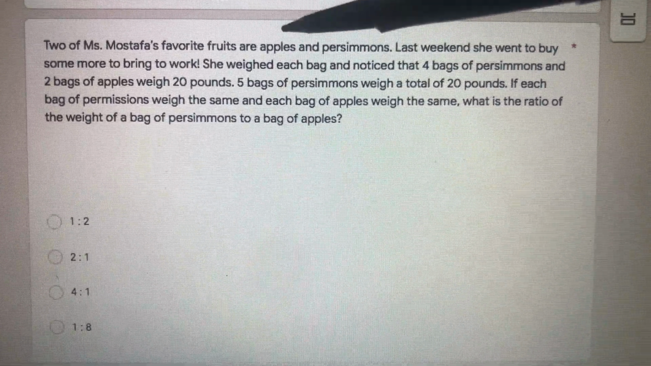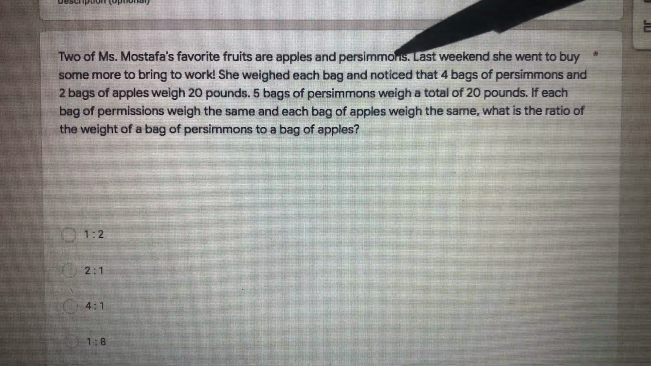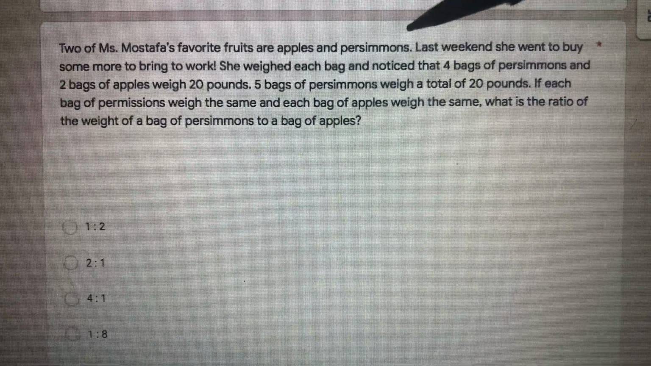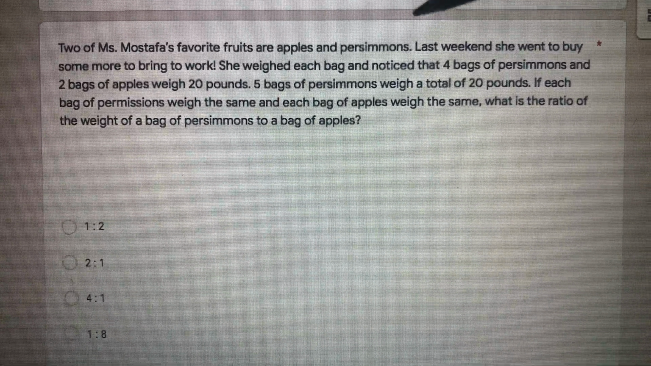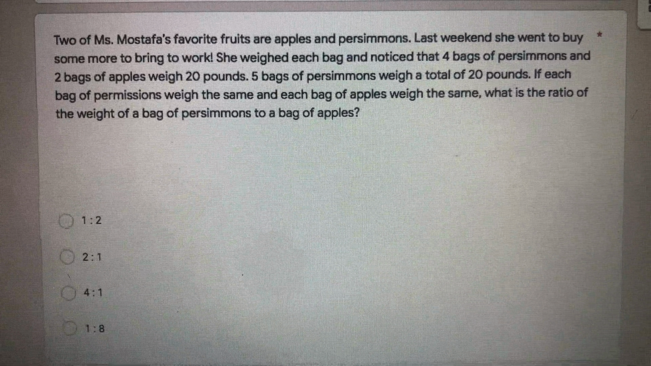So, two of Miss Mustafa's favorite fruits are apples and persimmons. If we ever go back to school, I have a persimmon tree. I will give you guys persimmons. They're so good.